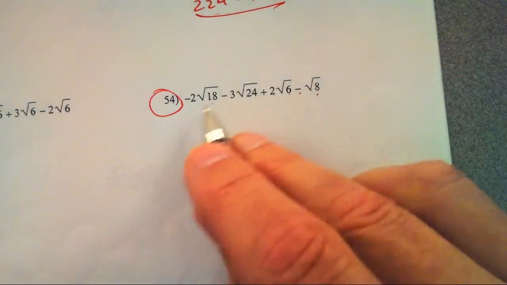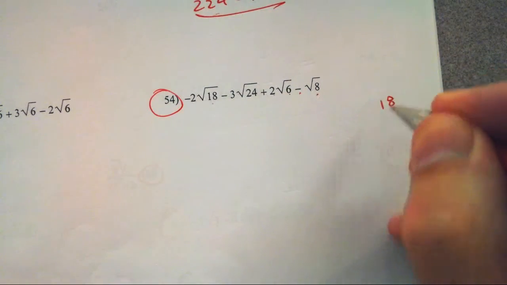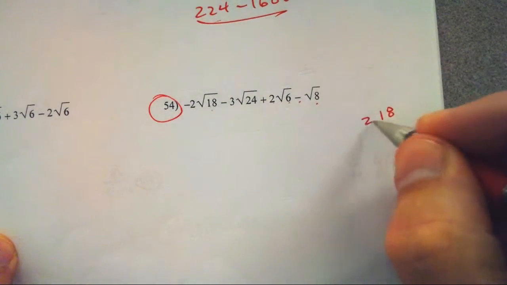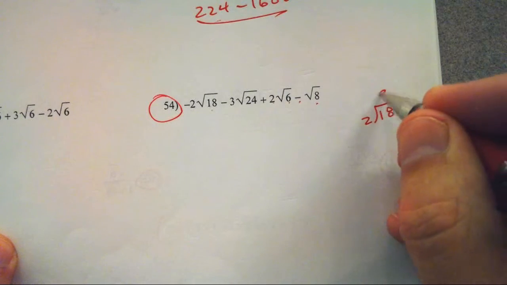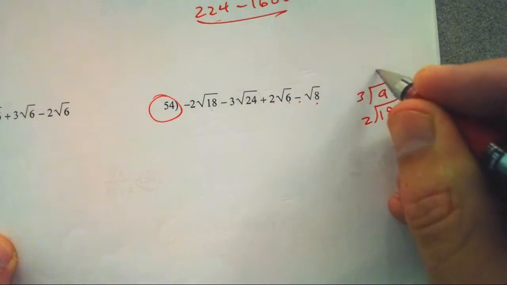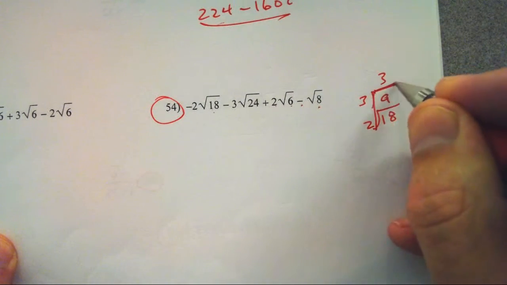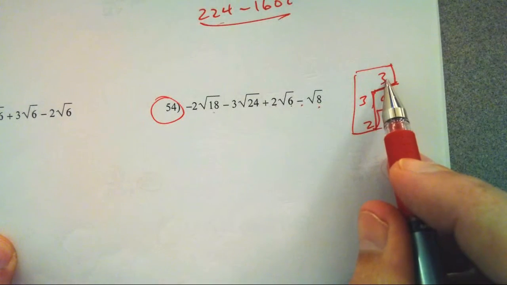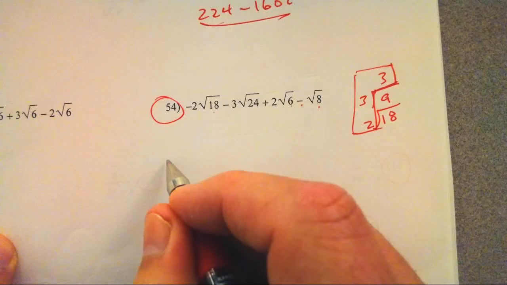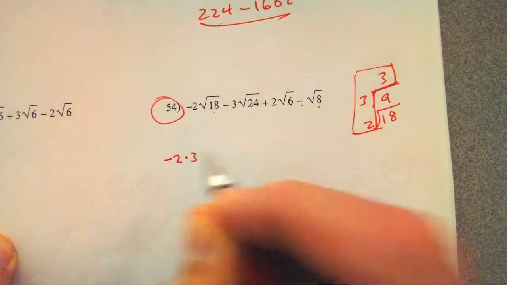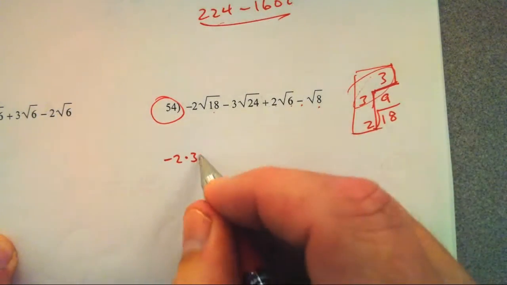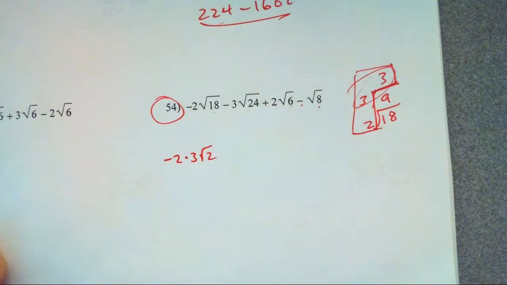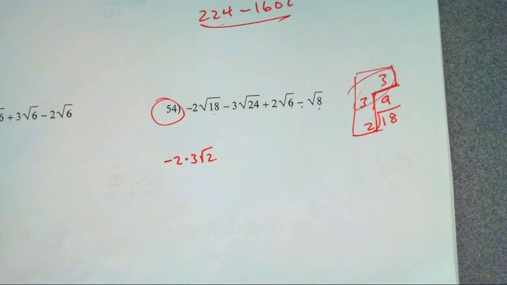For instance, 18 in this radical. I can take 2 into it, my smallest prime, I get 9, and I can take 3 into that and get 3. So that little hockey stick has a pair of 3s, which means a 3 can come out. So this is -2 times the 3 that pulls out times the square root of 2 that's stuck. Good there?